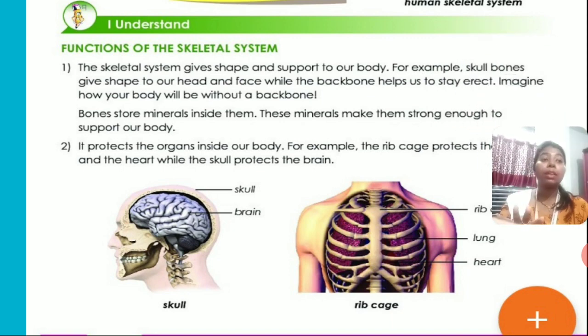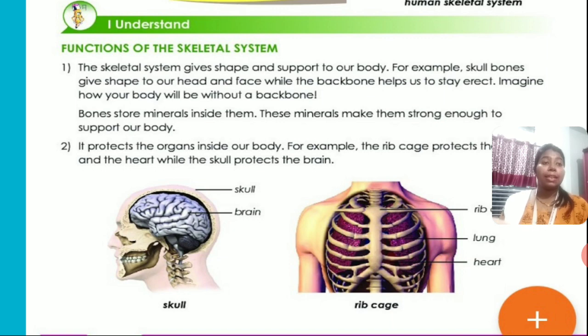Okay, now we will see the functions. Based on the parts of the skeletal system, we have the functions also. See children, the skeletal system gives shape and support to our body. For example, skull bones give shape to our head and face, while the backbone helps us to stay erect. Imagine how your body would be without a backbone. Because of the skeletal system, because of the bones, we are able to stand straight and move. Yes, we are getting a structure.